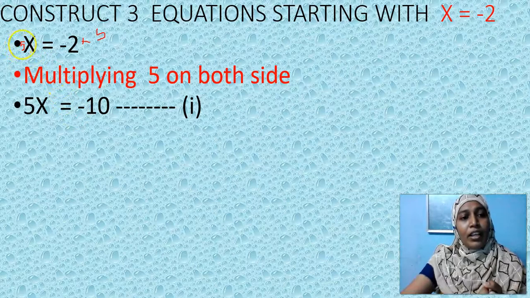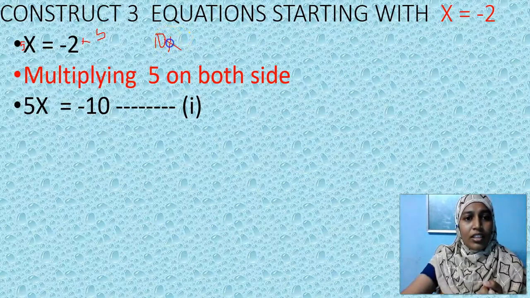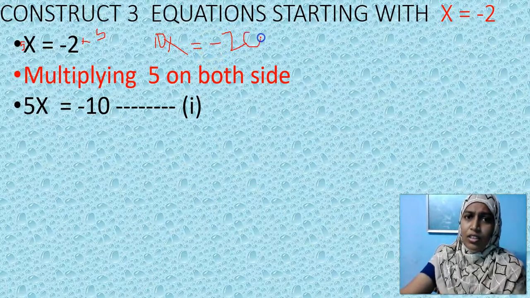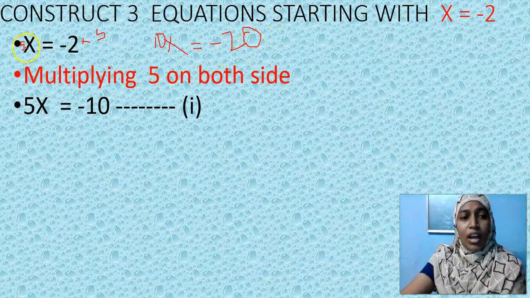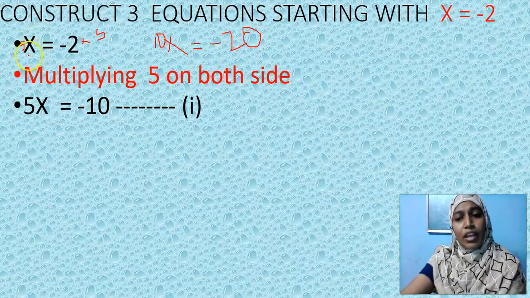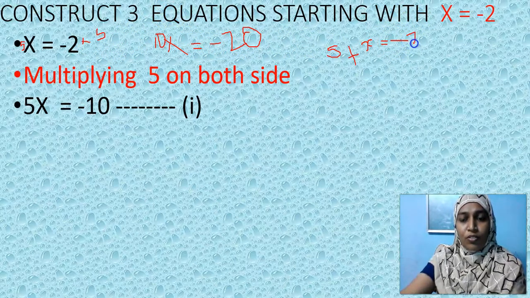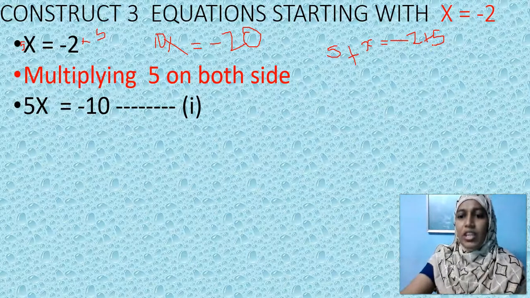And you can multiply by 10. And you can say 10x is equal to 10 2s are 20, minus 20. Even this is an equation. Okay. And you can say this is first equation. Yes, you are right. And you can then add 5 plus x. Why to multiply? You can add 5 plus x. 5 plus x is equal to minus 2 plus 5. What will be minus 2 plus 5? Plus 3. Again it is an equation. So it is also an equation.